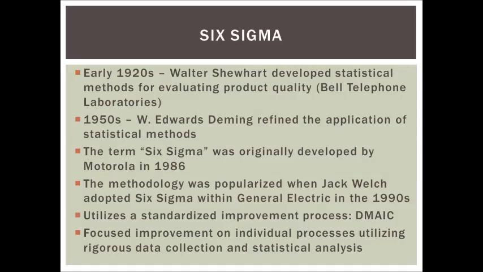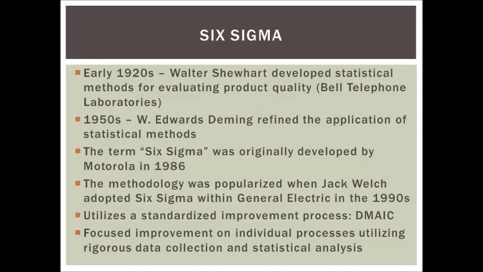On a parallel track, Six Sigma concepts were being developed and experimented with around the same time that lean was being developed as well. In the early 1920s, Bell Telephone Laboratories was using statistics to evaluate product quality. A consultant, W. Edwards Deming, really refined a lot of the application of the statistical methods. We're going to be using a lot of Deming's processes, applications, principles, and tools in this class, and you're going to be learning how to use those.